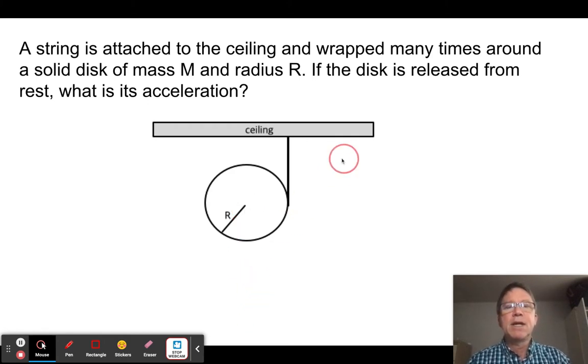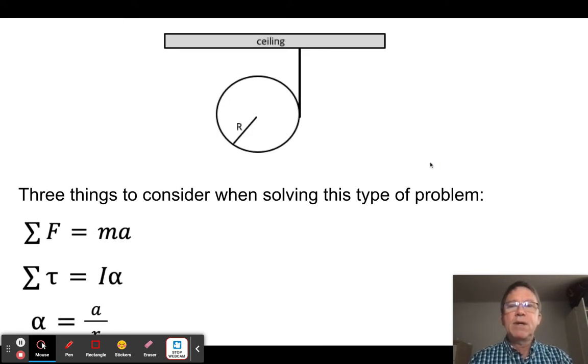Now let's think about this. If there was no torque acting on the system, or let's just say there was no force acting on it, it would accelerate at g, right? But there is a torque acting on it, and there's also a force acting on it. So that's what we have to think about here: there's two things that are going to be true. The sum of the forces has to equal ma, and the sum of the torques has to equal I alpha.